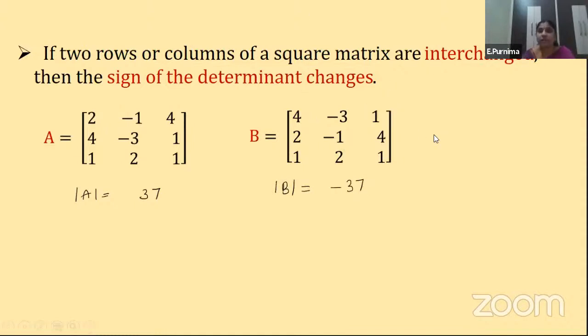Yes, the sign of the determinant changes. If it is minus 37, then it becomes plus 37. Understood? So that is nothing but determinant B is nothing but what? Minus of determinant A. Understood, children? So this is one important property.